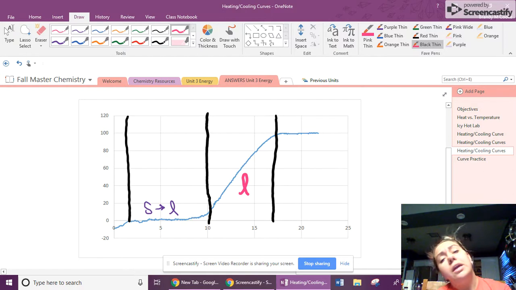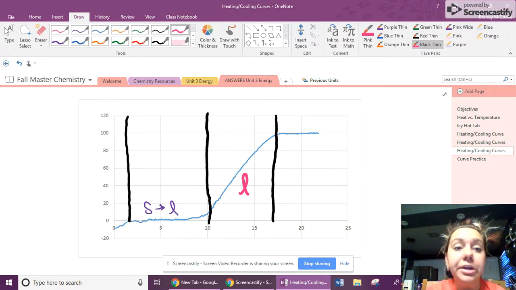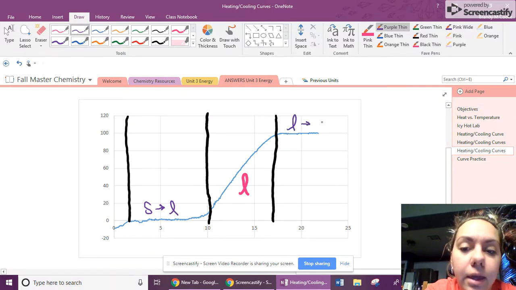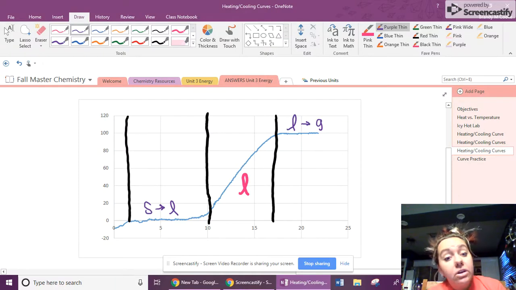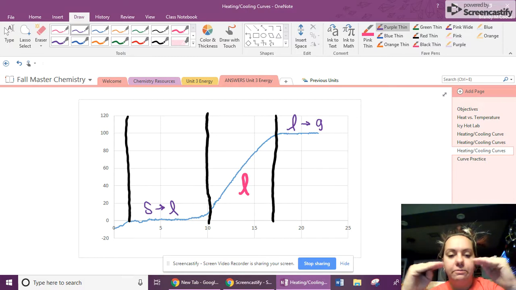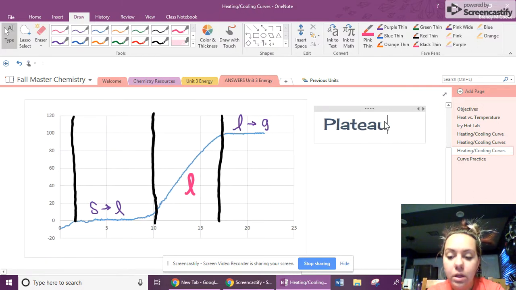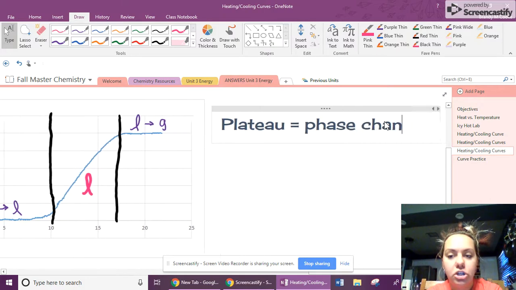And then think again, once we got that next plateau, what did you see happening? Well, hopefully you're saying to yourself, oh, it was boiling. It started to boil. So once again, we saw another phase change where it was going from liquid to a gas. So if we're looking at patterns here, I can see that whenever there's a plateau, whenever the slope is zero and it's a flat line, that's when we have a phase change. So I'm going to type that in over here. Plateau equals a phase change.